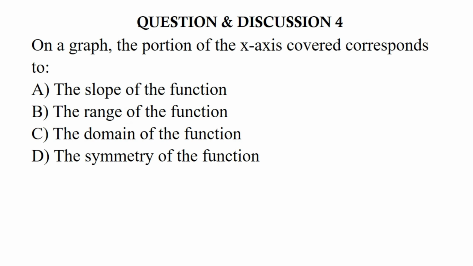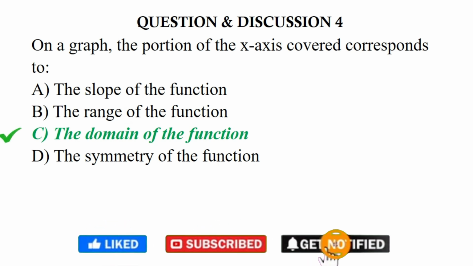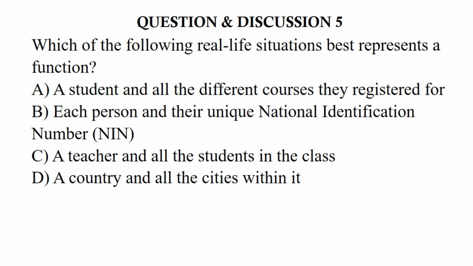The range, on the other hand, is shown along the y-axis. Thus, the portion of the x-axis covered directly indicates the domain. A function is a relation where each input is linked to exactly one output without repetition or ambiguity. To decide which situation represents a function, think about whether one item is paired with a single, unique match.